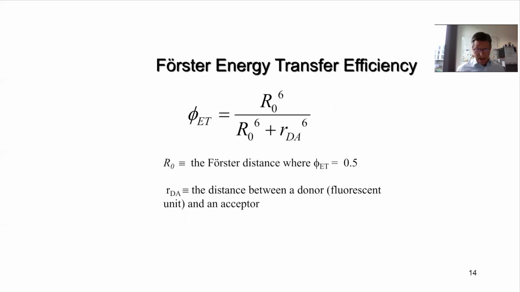This Förster radius is very important in this mechanism. The efficiency of the energy transfer is expressed by this equation, where R0 is this Förster distance, where the efficiency is 0.5. This RDA is the distance between donor and acceptor. So how far are they apart? You can estimate it from modeling or from some other data. So that is the Förster radius.